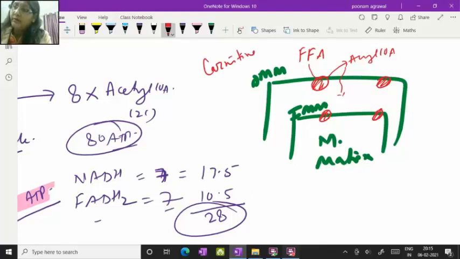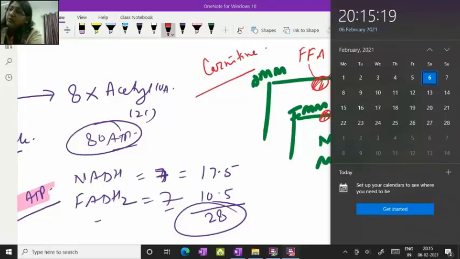So before we start talking about the beta oxidation which is occurring in the mitochondrial matrix, we need to explain a few points regarding the Carnitine shuttle, that it's a process which is converting the free fatty acid first of all to acyl CoA, right?